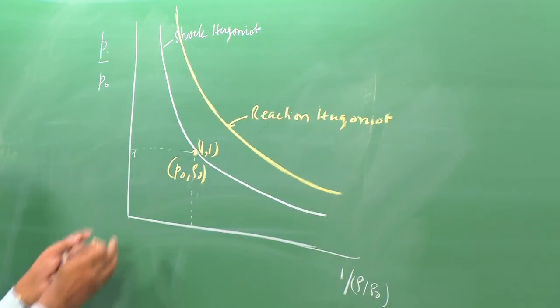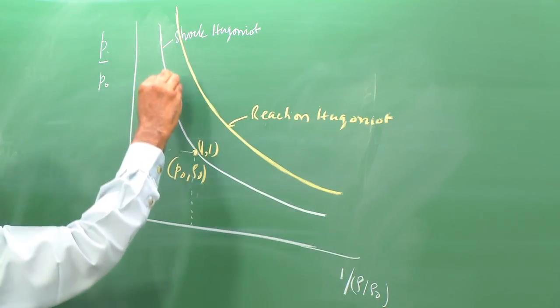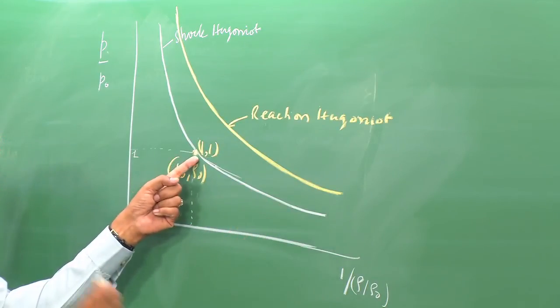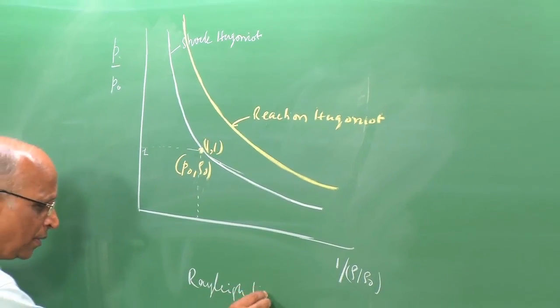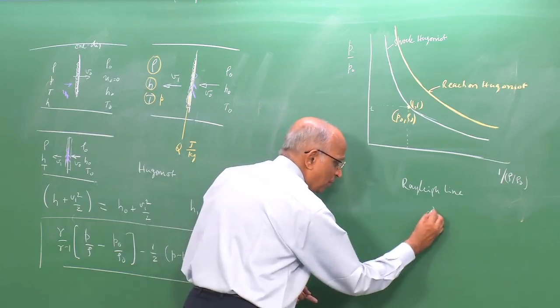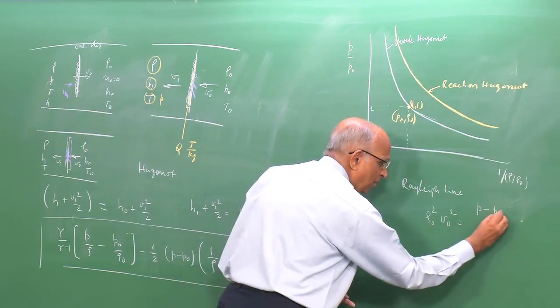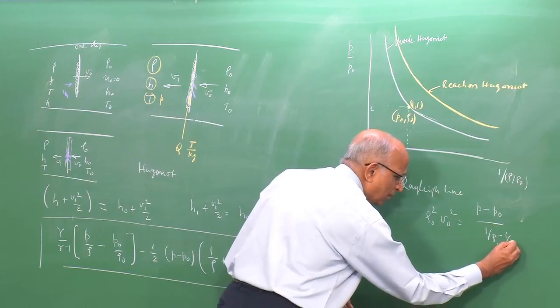All that the shock Hugoniot gave, for a shock, were the final states over here, but how did we get the state for a particular velocity? Well, we had the Rayleigh line, and what was the Rayleigh line? You recall, we had the equation rho0 squared into V0 squared is equal to P minus P0 divided by 1 over rho0 minus 1 over rho.